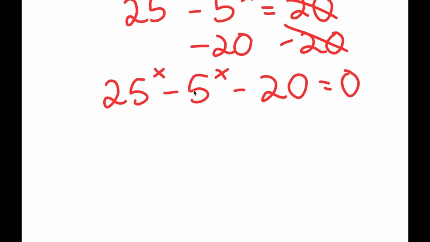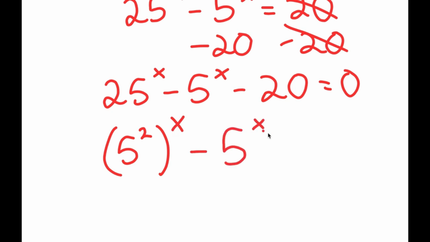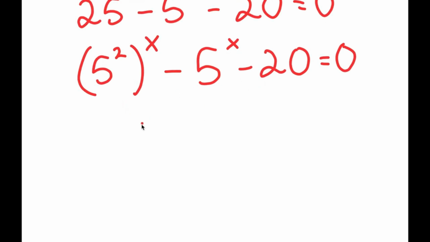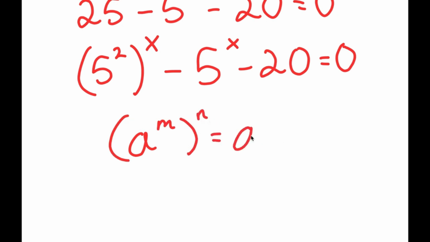Now 25 to the power of x, I can rewrite this as 5 squared to the power of x. So I have this minus 5 to the power of x minus 20 is equal to 0. And now from here, if I have something in the form a to the power of m to the power of n, this is the same thing as a to the power of m times n.